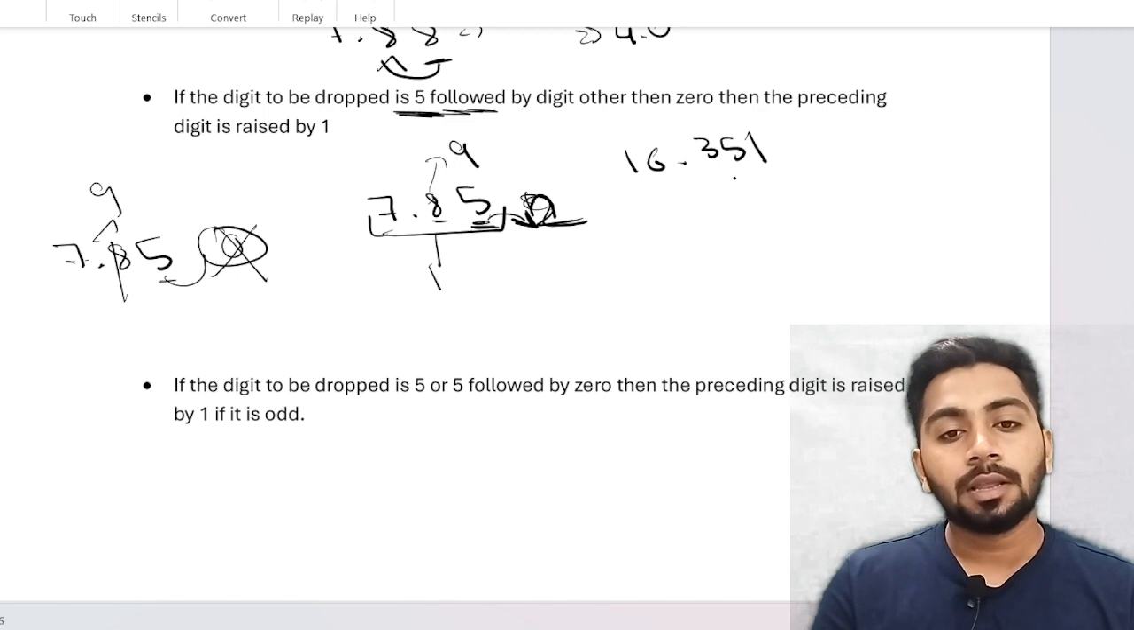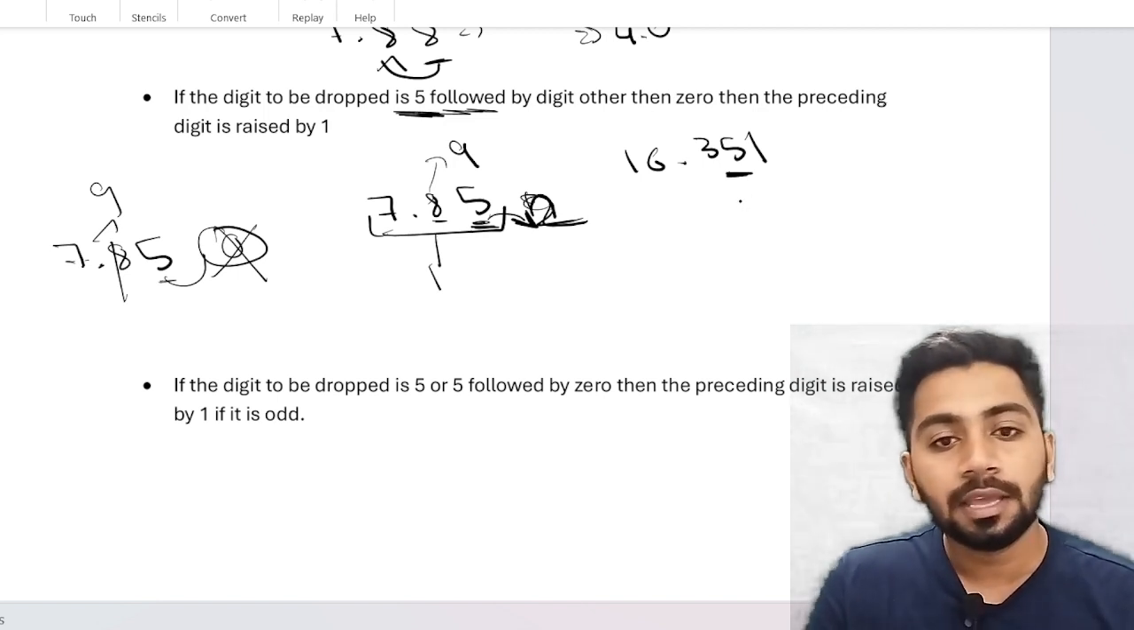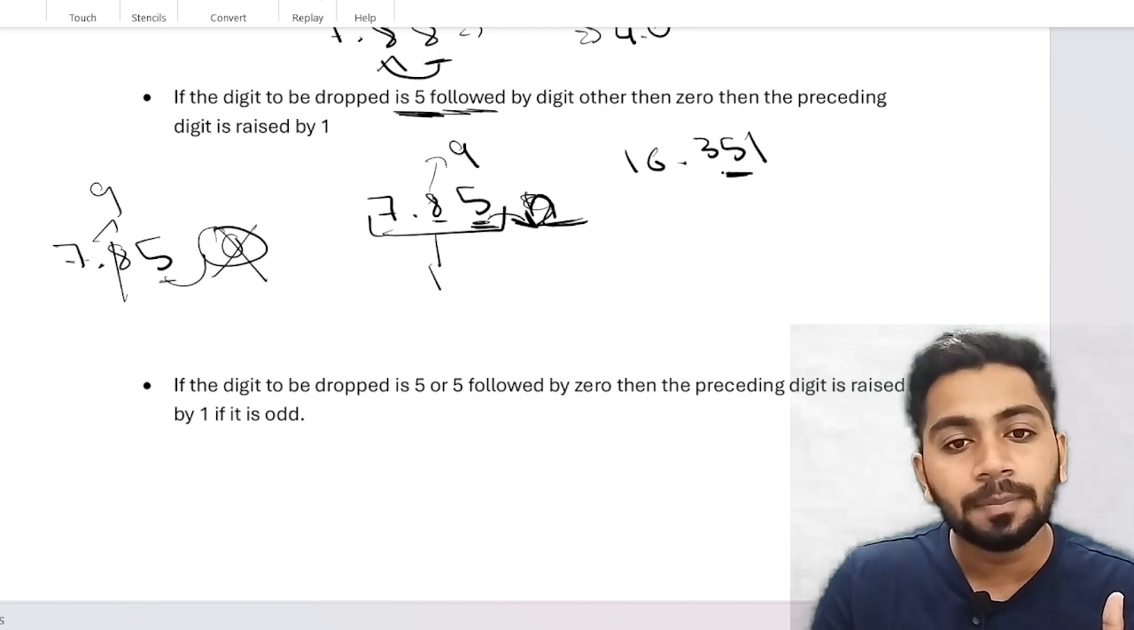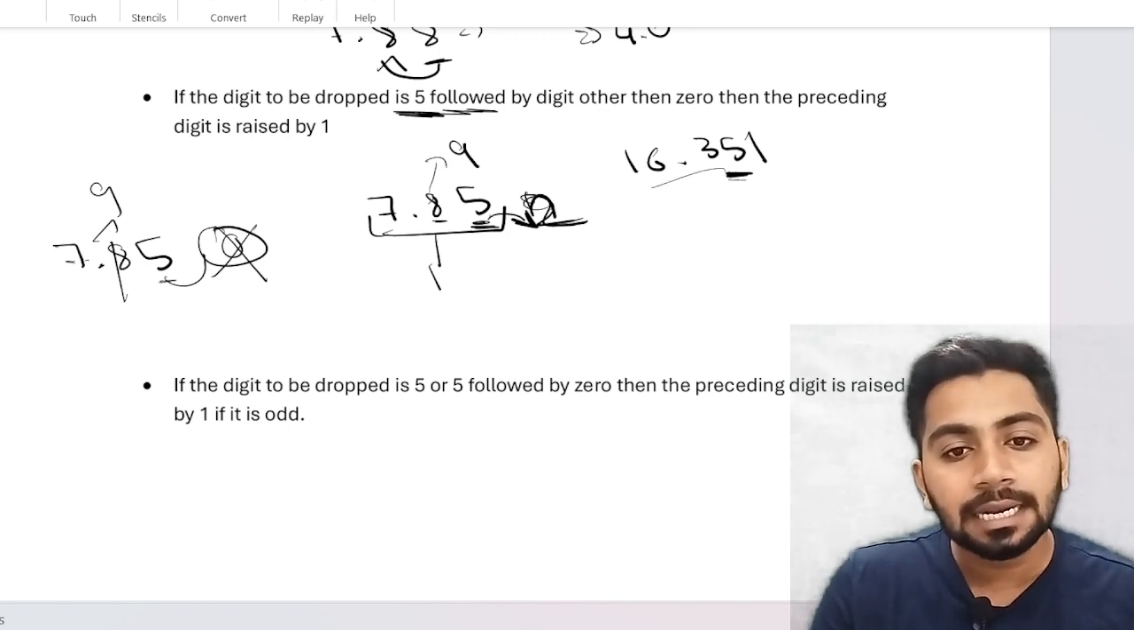16.351. Now here exactly 5. If greater than 5, we will write increase 1. If less than 5, we will keep it as same. But here exactly 5. At this time, you will see this number.